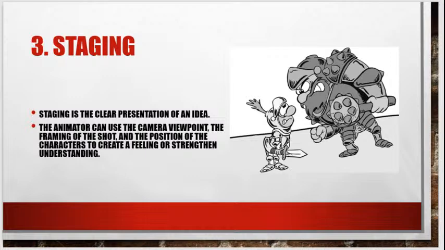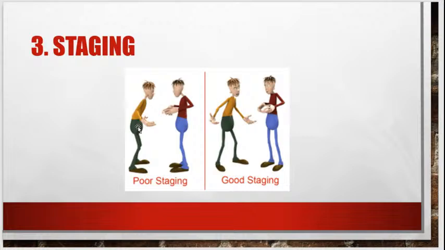Let's see one example here. This one is a poor staging. Why is this poor staging? Because I cannot see their quarter view. I can see only the left side and the right side of the character. I cannot see their face. I cannot see their other leg. I cannot see any of the other part of the side. Okay, so this is a poor staging.